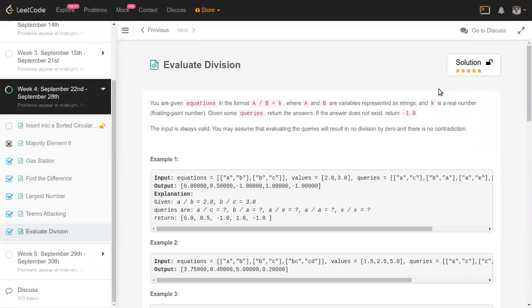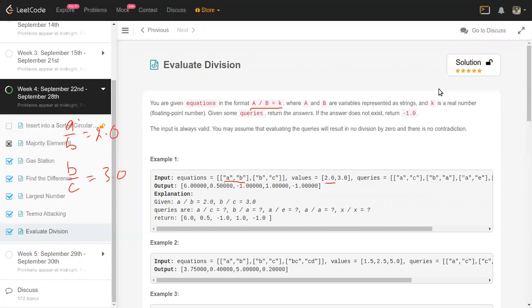So the problem is evaluate division. As part of the input, it has a bunch of equations, and all equations are given in this format: a divided by b equals k. If you go with the example here, there is a divided by b equals 2. That's given in this form, where a and b are given as strings, and 2 is given as a floating point number, a double data type. So we have two of them here: a divided by b is 2.0, and b divided by c is 3.0. So that's what is given.